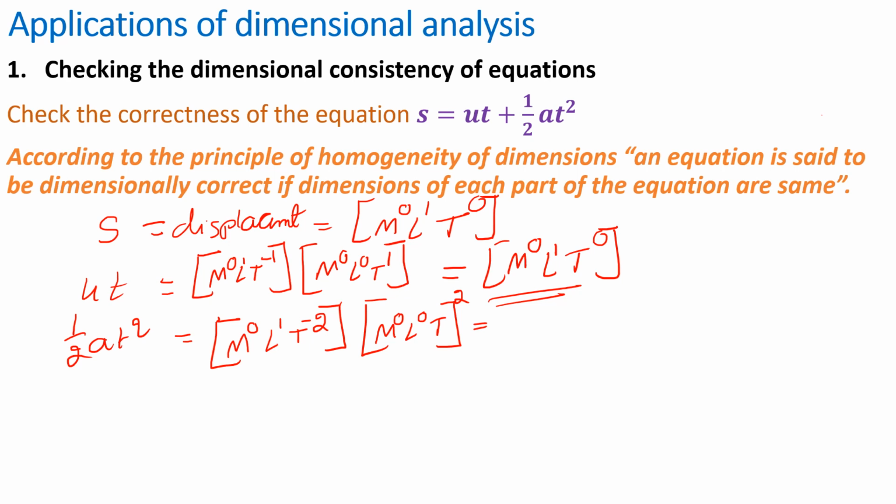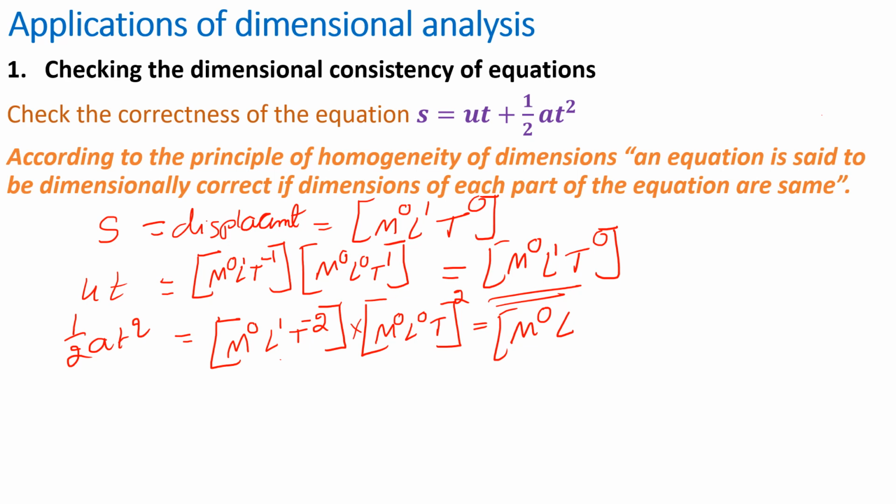When you multiply this and this, that is multiplication. You have a into t square. So when you multiply, what will you get? You will get this particular term. We shall multiply m to the power 0 into m to the power 0 whole square, that is m to the power 0 only. And L to the power 0 into 2, that is 0 only. L to the power half into a.